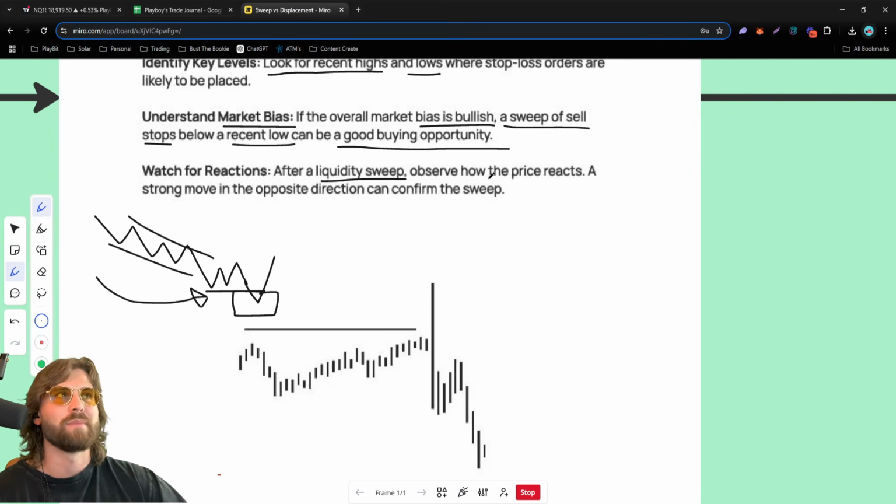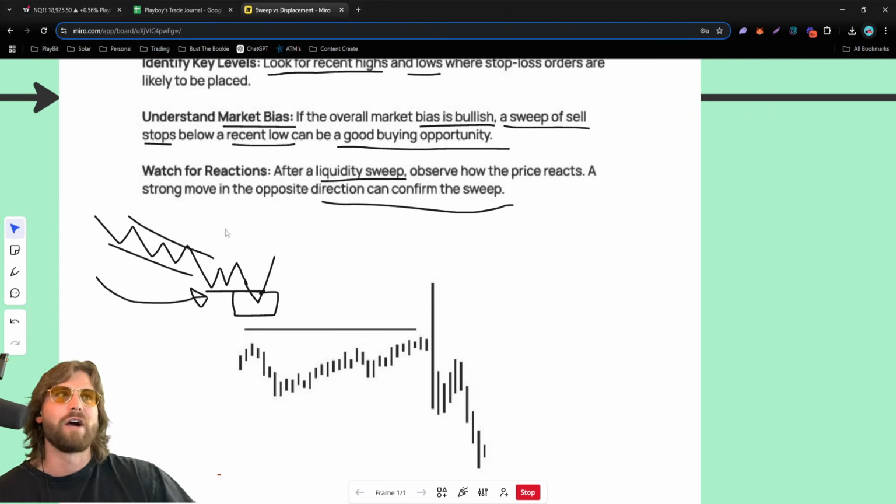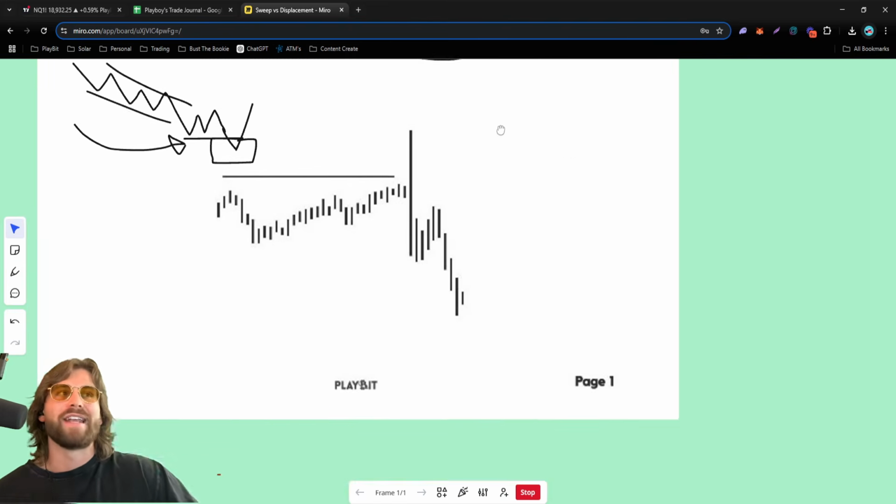After the liquidity sweep, observe how price reacts. A strong move in the opposite direction can confirm a sweep. Now, that sounds discretionary, but I'm going to define it even further soon.